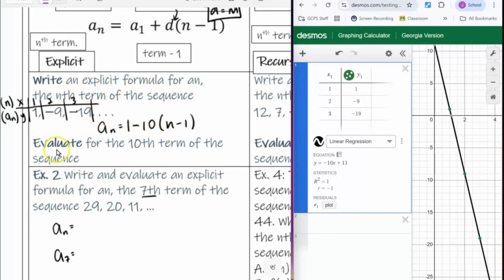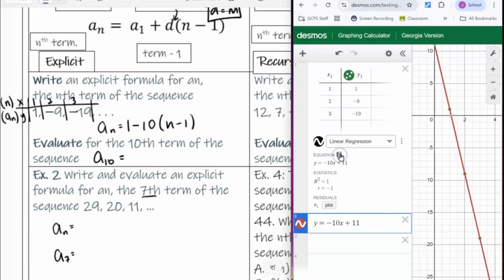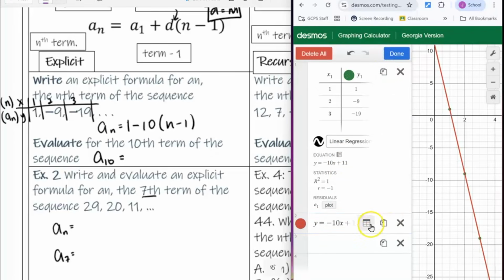The second question is evaluate for the 10th term. So what they're asking, remember when you see 10th term, they're asking when x equals 10, what's the answer? So when x equals 10, or remember we said x is no longer x, but it's what, n. So I'm going to say when n equals 10, okay, what does that answer give me? So what do I have to do? I have to copy the equation, with the notepad, or just copy the equation. Then I have to hit gear or settings and then table.